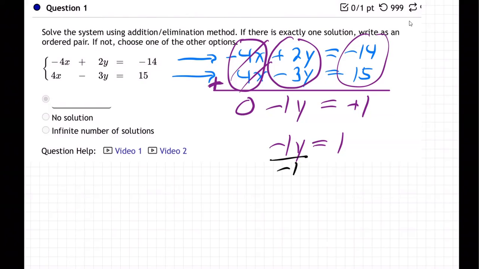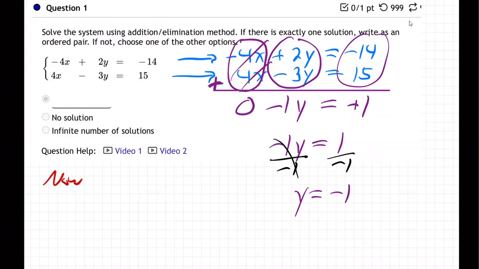So how do you get rid of that? Divide both sides by negative 1, don't you? Remember, whenever we have it, this is negative 1 times y. So divide, and 1 divided by negative 1 is negative 1. So we got y. Y is negative 1. Now, what do you do once you get one letter, one answer? You got to plug in, right? So we've got one answer here.